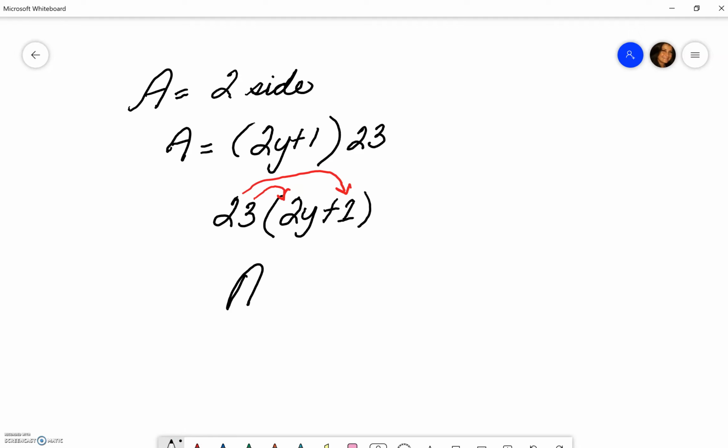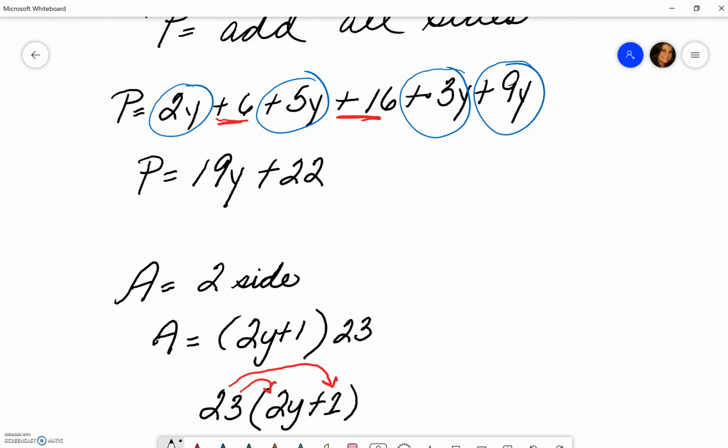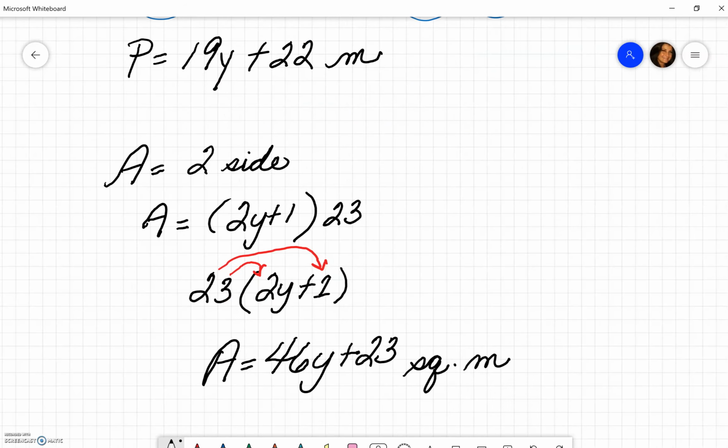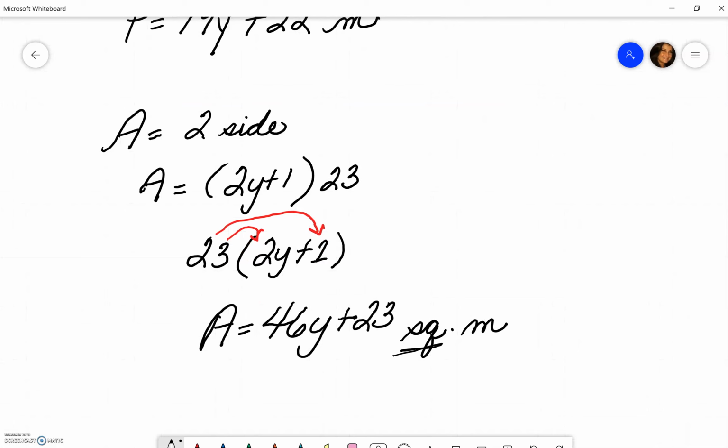So the area equals, and when I multiply it out, it should be 46y plus 23. And that would be, and I think in this problem it was meters, so it would be square meters. When it's a perimeter, it's just meters. When you're dealing with this area, then you have to include the word square meters.